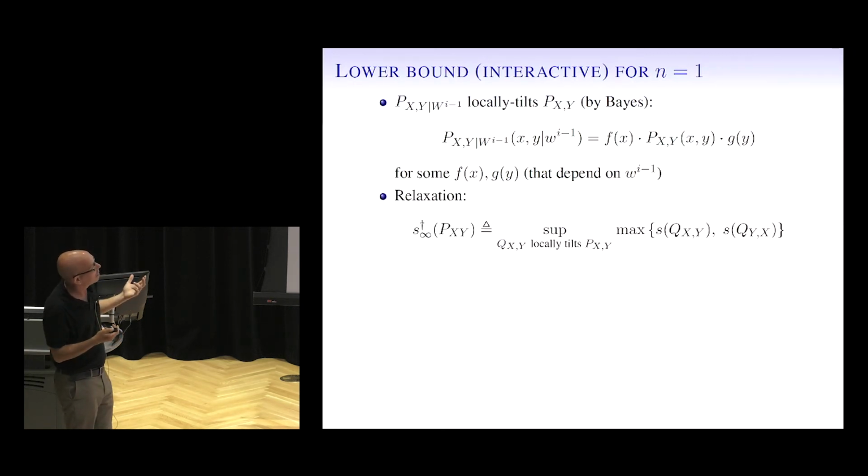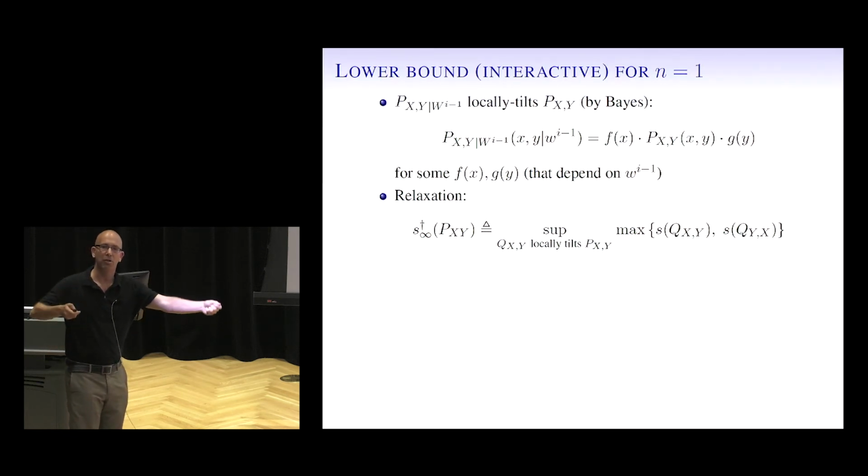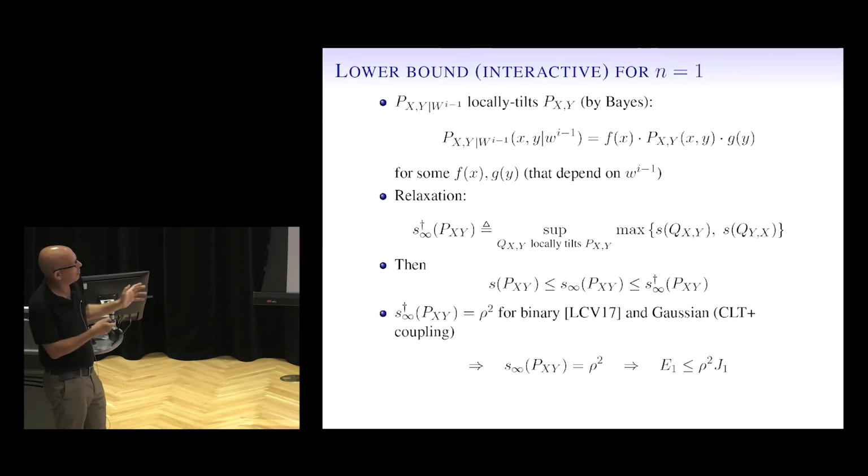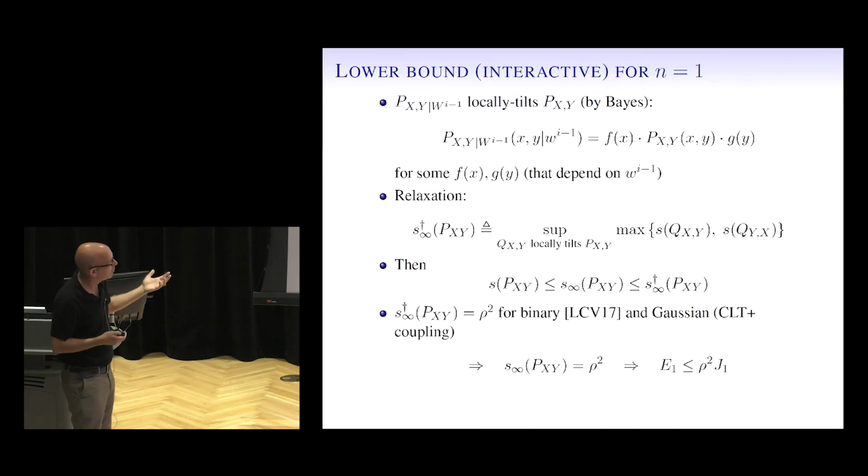It's not something more complicated than that. And you can take the supremum over all such distributions. Define this S dagger constant, which is a supremum over all possible SDPIs for all possible tilted distributions that can happen throughout the protocol. This is a little more because some of these distributions cannot really happen from protocols, but nevertheless, you can do that. And then the S infinity that you're looking for is bounded between the regular SDPI and this new thing, S dagger. And we can prove that S dagger is equal to rho squared for both the binary and the Gaussian case. Okay, and that completes everything for n equals 1.